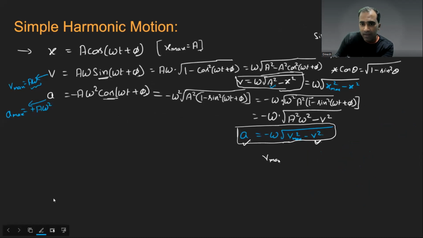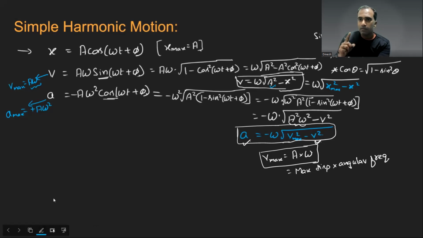Vmax is maximum velocity, simply maximum displacement into angular velocity. See, these two, A into omega, we have replaced with Vmax. Maximum velocity is simply maximum displacement multiplied with angular frequency. If you just multiply maximum displacement with omega, you get maximum velocity.